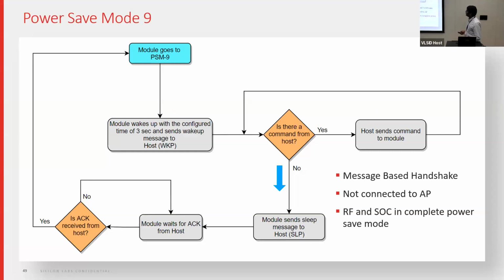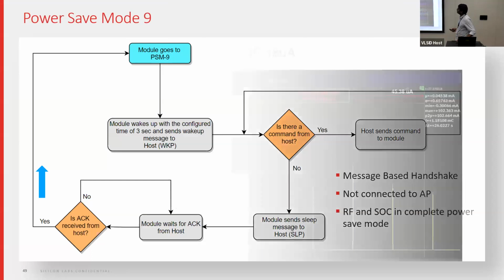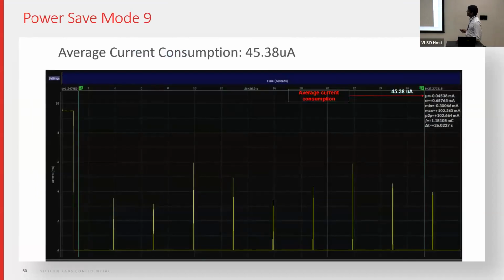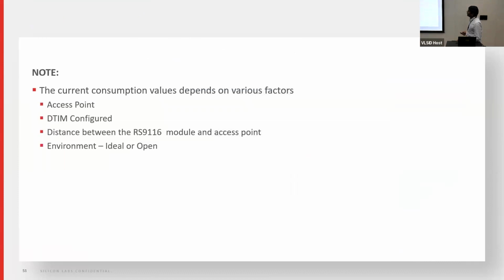In power mode 9, we have around 45.38 microamps. This is the average current drawn during this mode. This has some limitations. I can say it's not limitations, but some conditions apply.